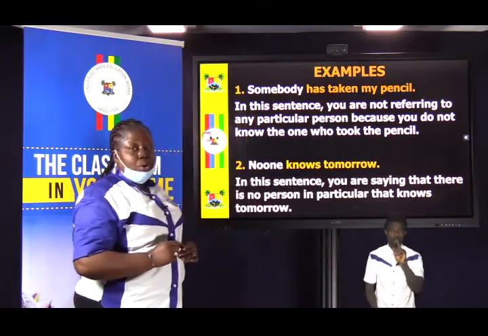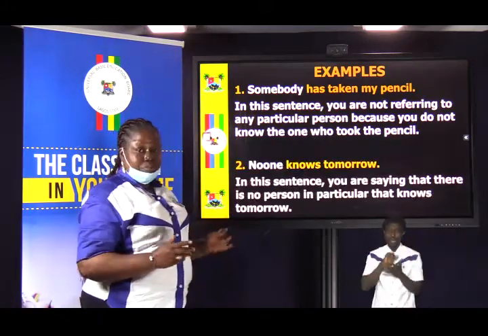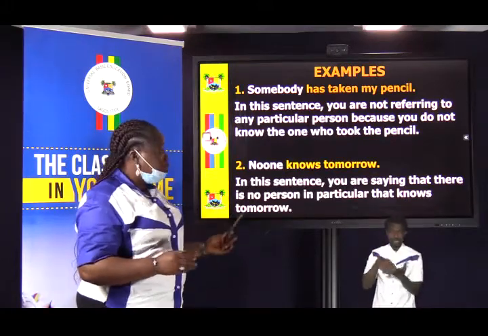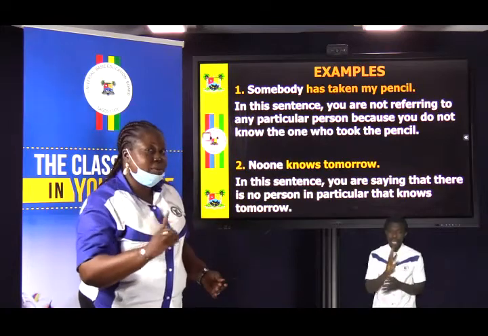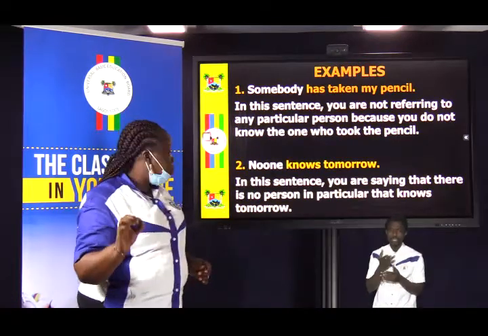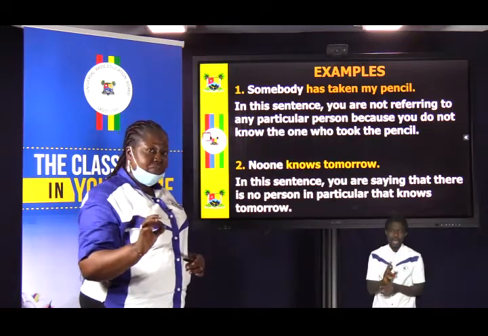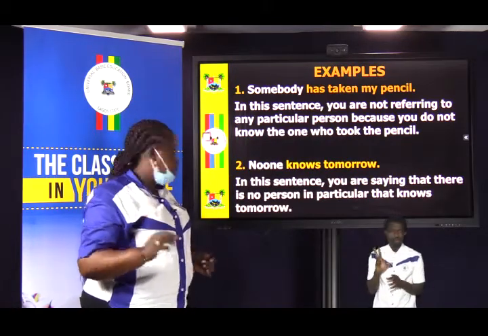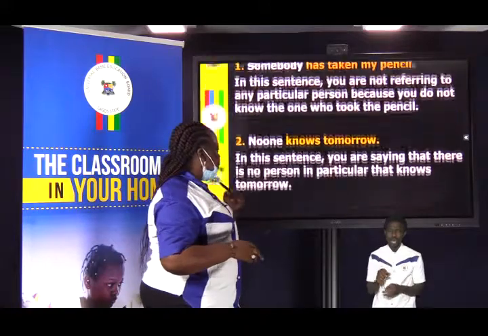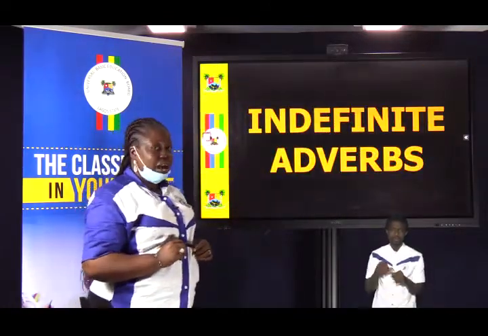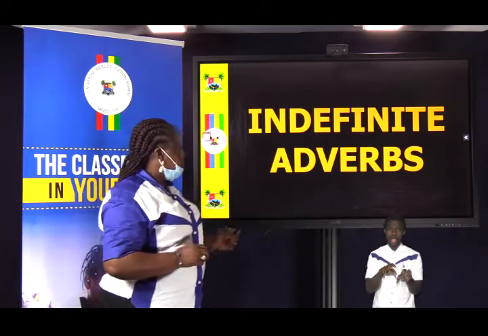No one knows tomorrow. That's another example. In this sentence, you are saying that there is no person in particular that knows tomorrow. You're not referring to anybody in particular or anyone in particular. Now, indefinite adverbs.